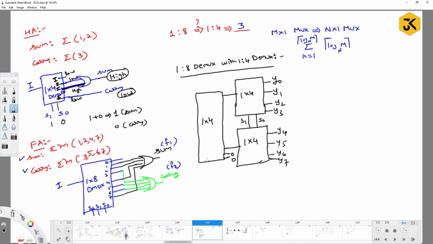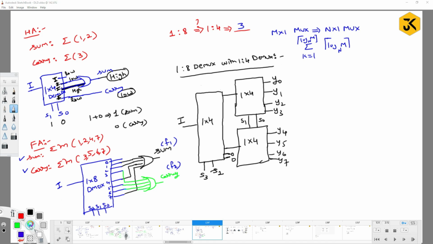Right? Now I can make another select line as S2, right? Now you can get it like this. You are going to give the input as I. So based on this, the circuit will be activated, right? As it is 1 by 4, how many select lines should be there? 2 select lines should be there, and these are inactivated by myself. This is the way you can implement a 1 by 8 demultiplexer with 1 by 4 demultiplexers, right?